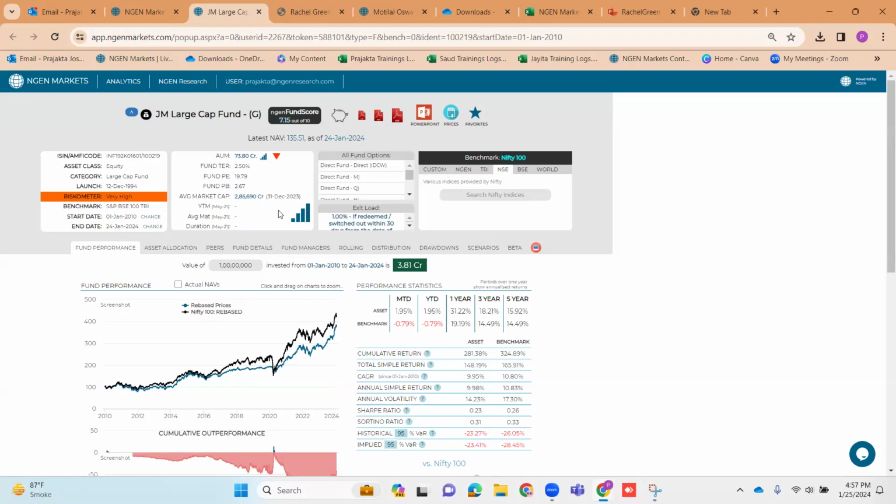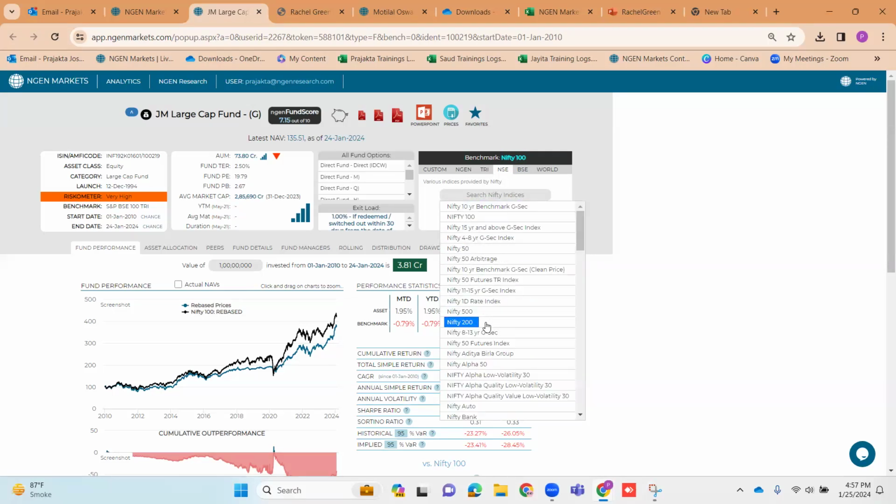It's up to the user to define that, okay, this is a large cap fund, so maybe I'll put it against Nifty 50 or Nifty 100. You can choose from the top right here. By default something is loaded, but that's not important. What's important is you can choose what you want to benchmark the fund against. So we don't pay too much attention to the fund manager declared benchmark at all.